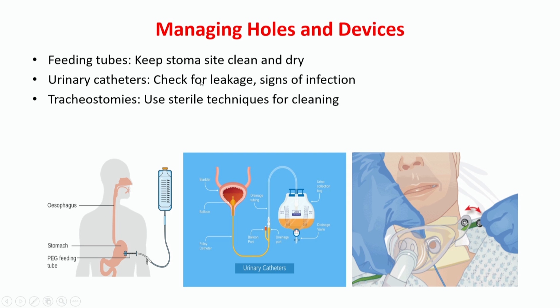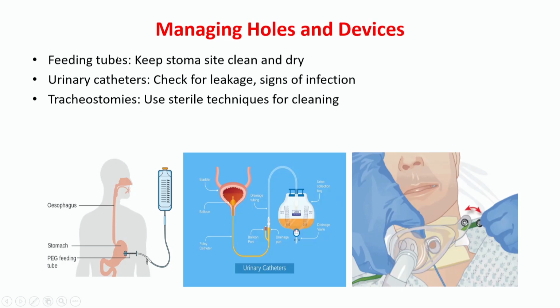Feeding tubes: keep the stoma site clean and dry. Stoma means a hole in the body, either to give nutrition or to take the excreta out. If there is intestinal blockage, then you have to make a hole so that the intestinal excreta can come out. If it is not passing through the anal route, then we make a stoma. This is also a very fragile area where there is a chance of infection, so we have to be very careful in managing this kind of wound. Urinary catheter, tracheostomy: use sterile techniques for cleaning. This I will take in the next class.